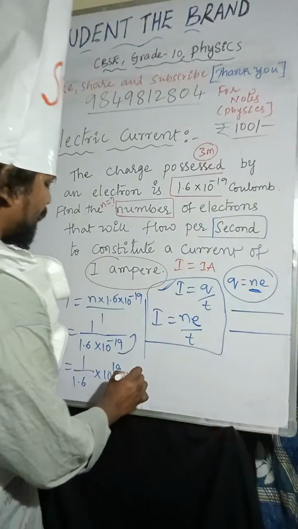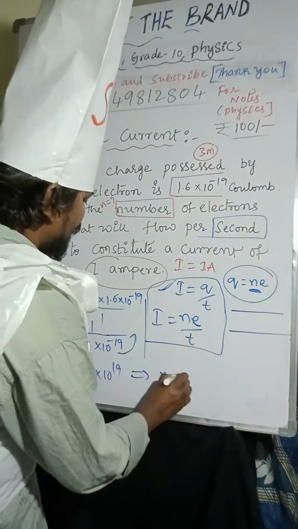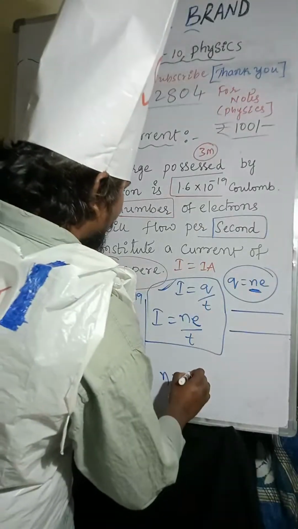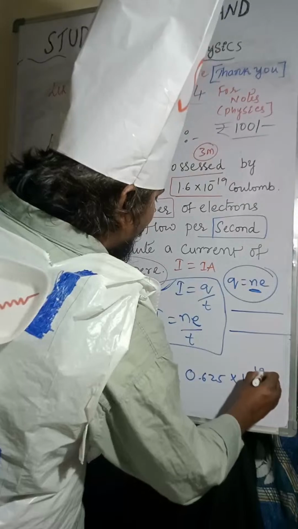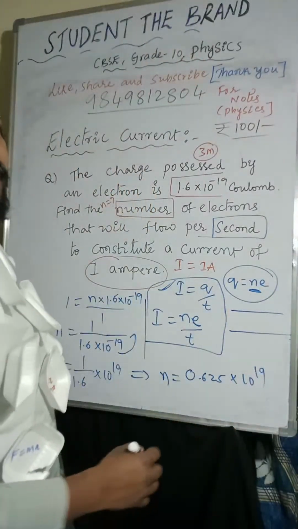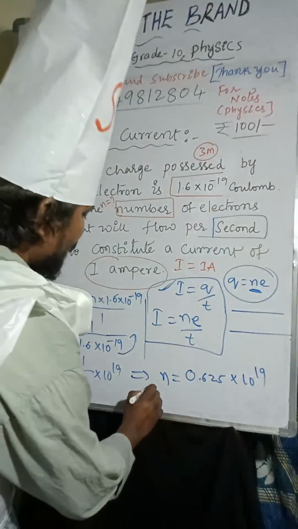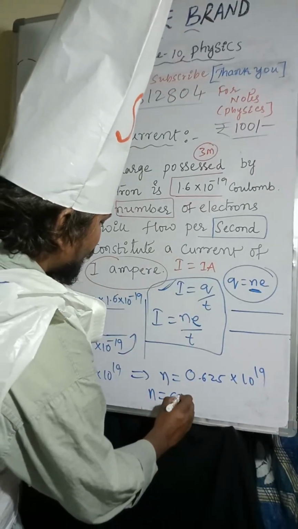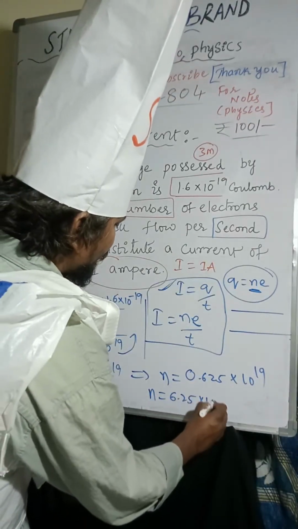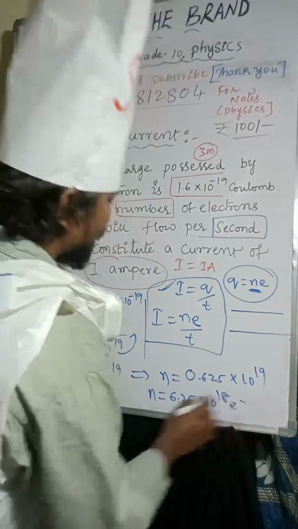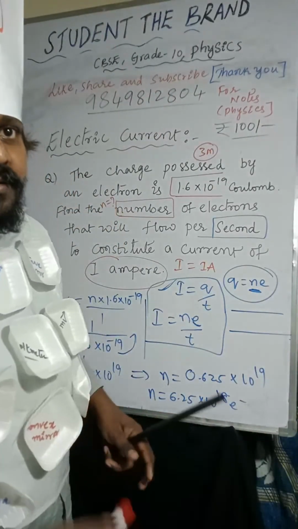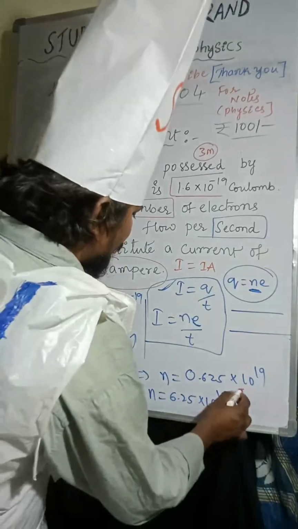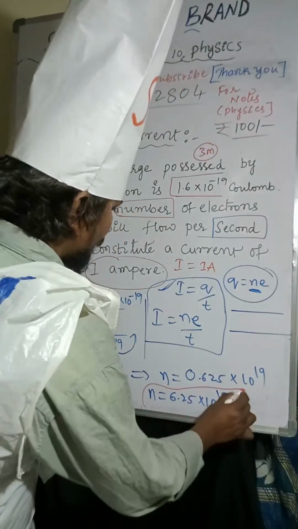Now from here N equal to 1 by 1.6, which is 0.625 into 10 power 19. Then N equal to 6.25 into 10 power 18 electrons. This is very, very important. Make sure that you are practicing this one.